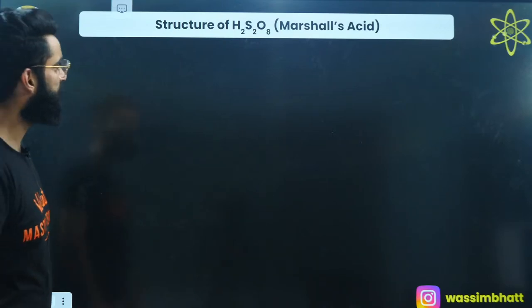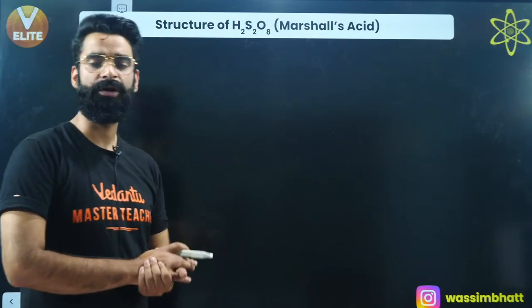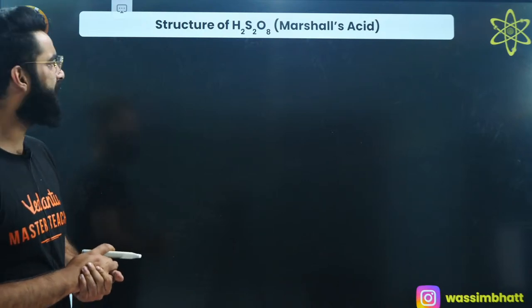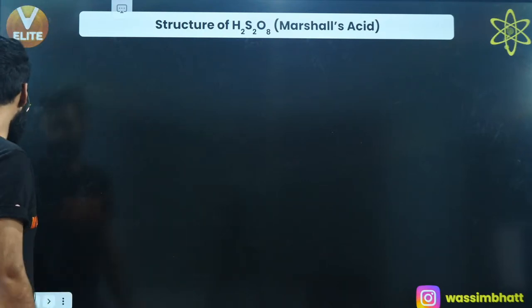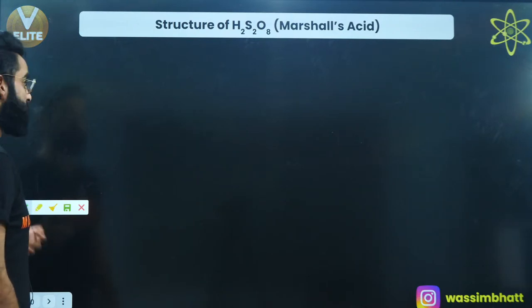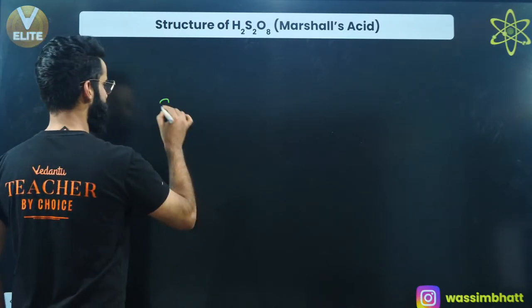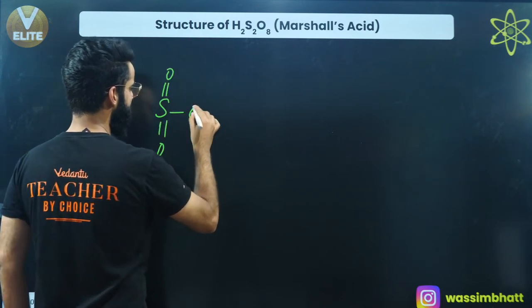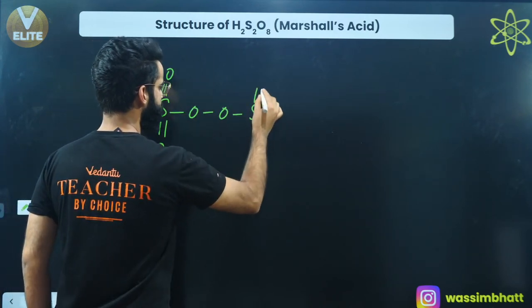Okay. Then we have one more structure which you are going to remember. It is the structure of Marshall's acid, H2S2O8. What is going to be the structure of H2S2O8? People, I hope you are going to try these structures out and remember them from now onwards, right? Let me make the structure of Marshall's acid, H2S2O8.